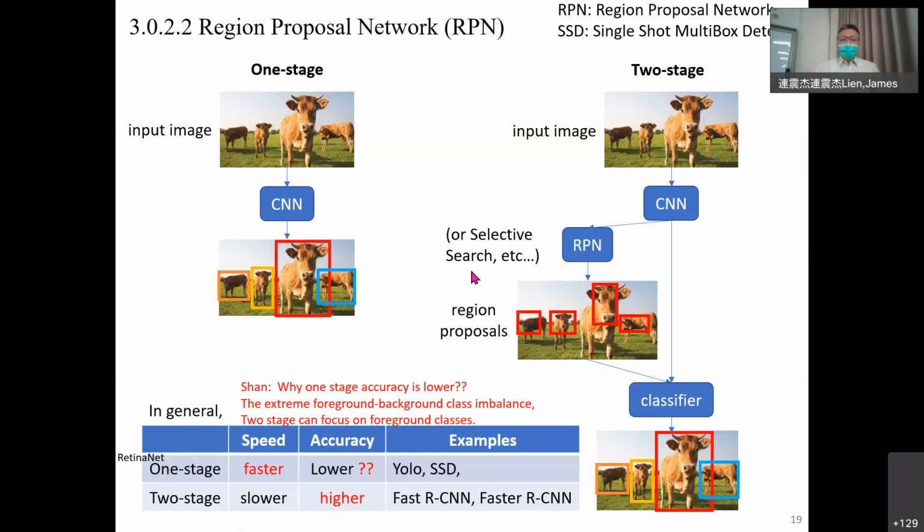Okay. So they do the detection, and then finally based on the detection result, they do classification. So there's two stages. Which one is better? Before, this is better because they separate the region detection into the RPN.